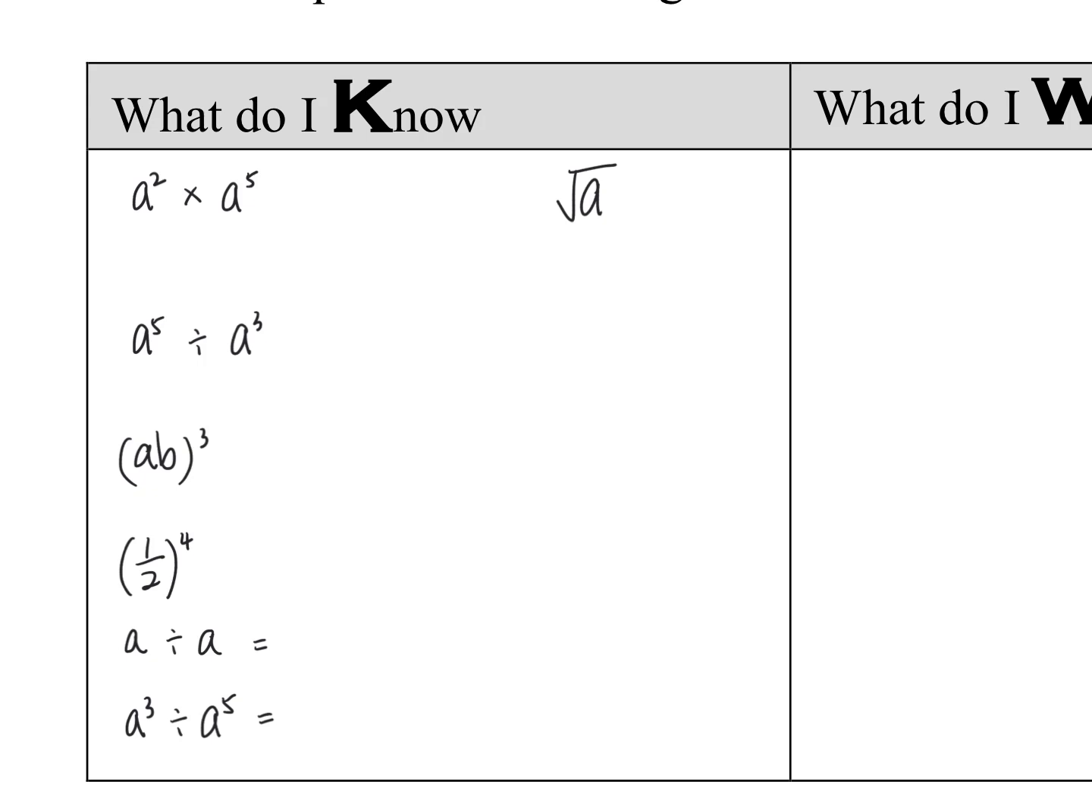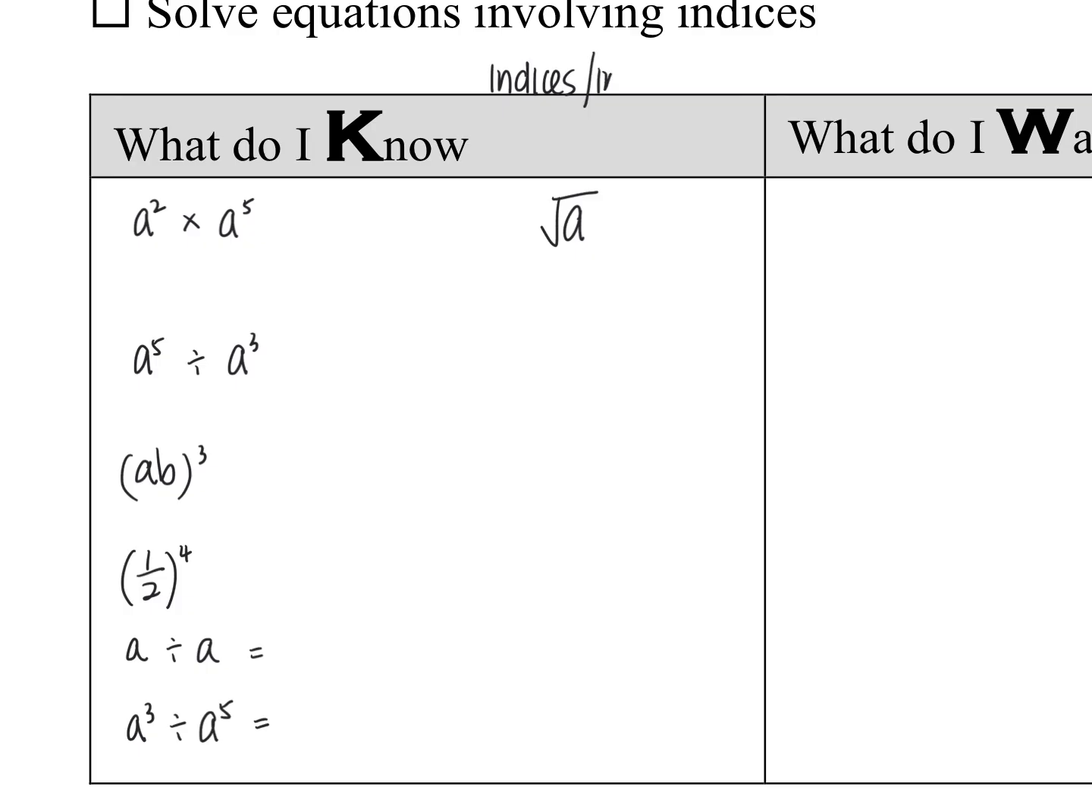Tell me, based on your knowledge of indices, like index. Remember index notation you learned in Sec 1? It's just plural or singular, right? But it all means the power. What are the rules governing the power of whatever numbers you have? So if a square, I ask you to multiply by a5, what do you think I will get?